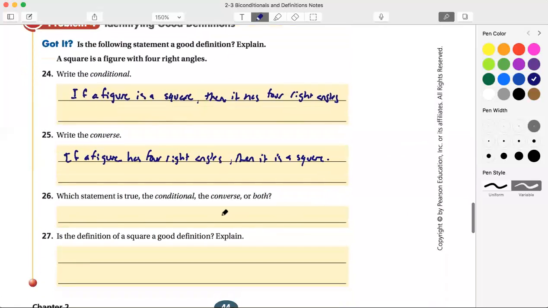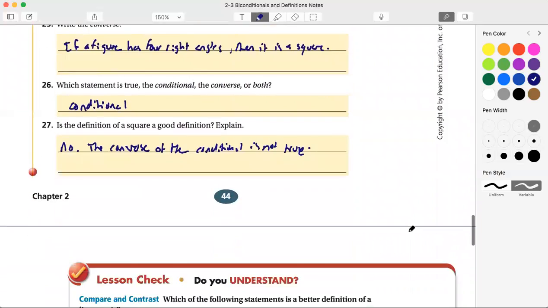Which statement is true? The conditional, the converse, or both? Well, only the conditional is true. So, is this definition of a square a good definition? Well, no. The converse of the conditional is not true. To summarize, in order to be a good definition, both the conditional and the converse need to be true. If that's not true, it's not a good definition.